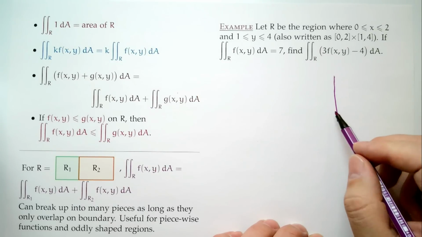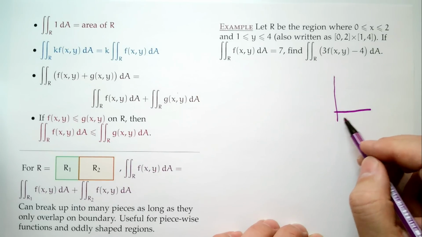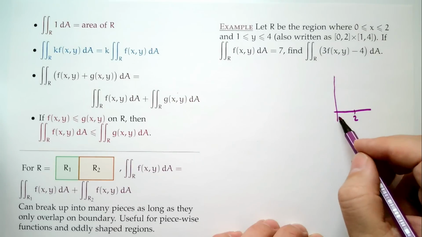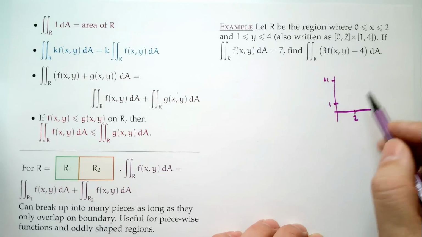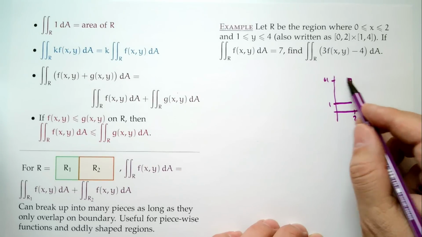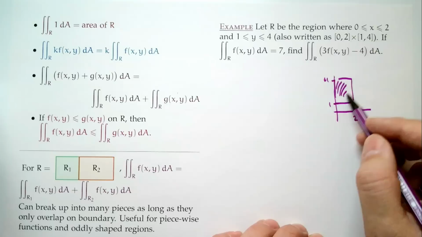So this is something we could probably sketch. Here's 0 to 2, we're going there in the x direction, and 1 to 4 in the y direction. So our region is a nice rectangle-like region.